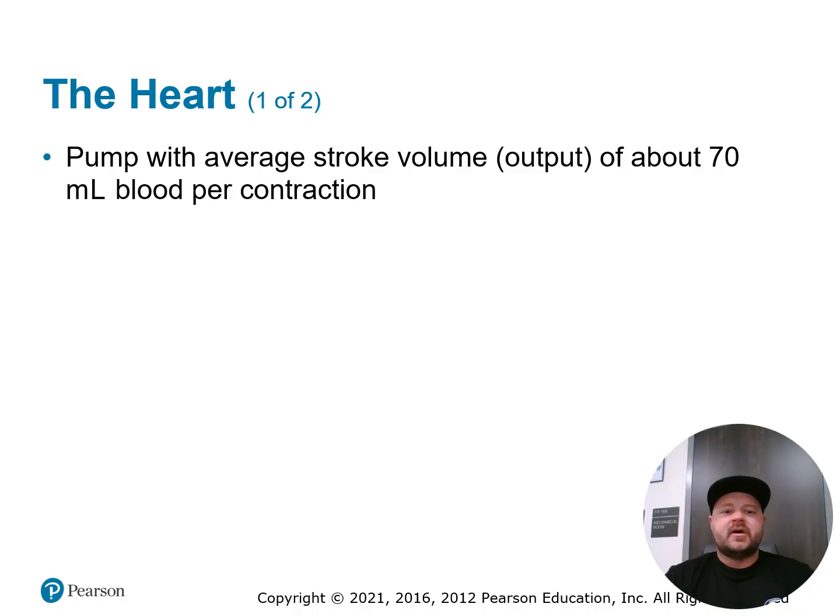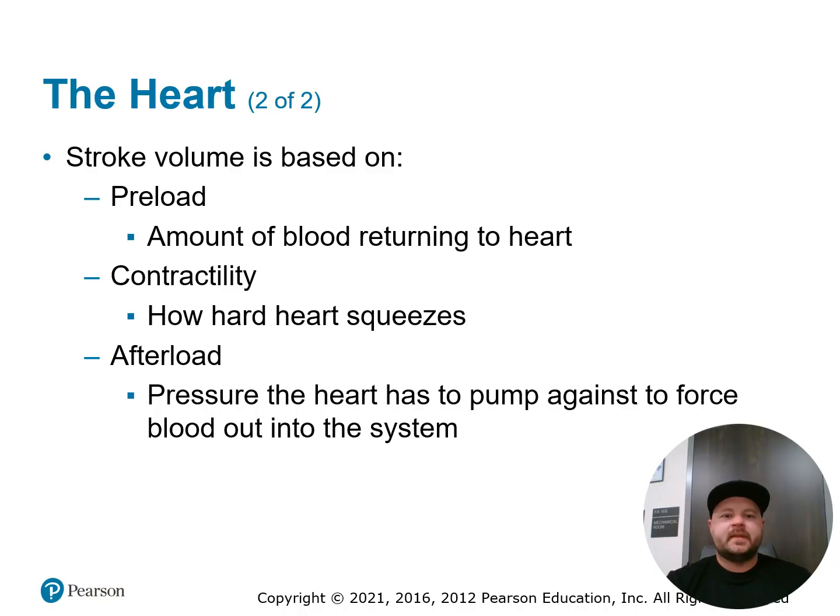All right, the heart. So you can think of the heart as the pump, and this will all start to make sense here in just a little bit. So as a pump with an average stroke volume or output of about 70 milliliters per contraction. So a normal healthy adult heart is pushing out about 70 milliliters out of the left ventricle into the body every time it contracts.